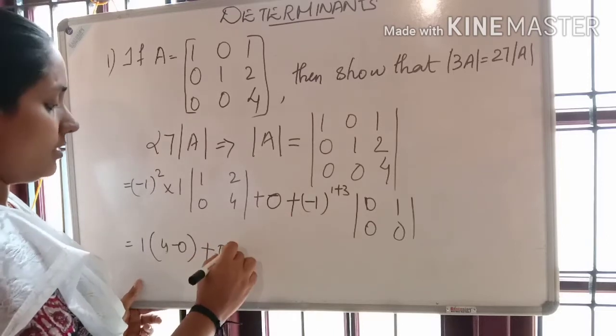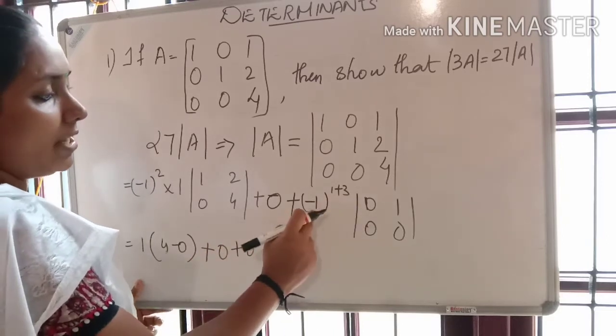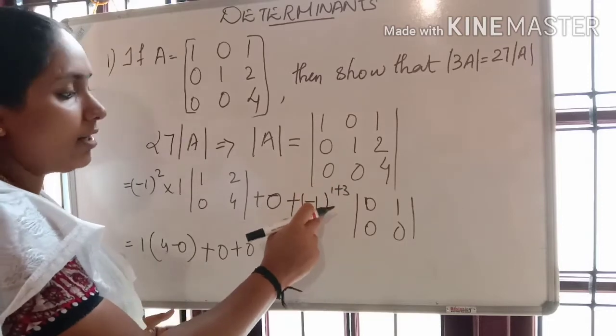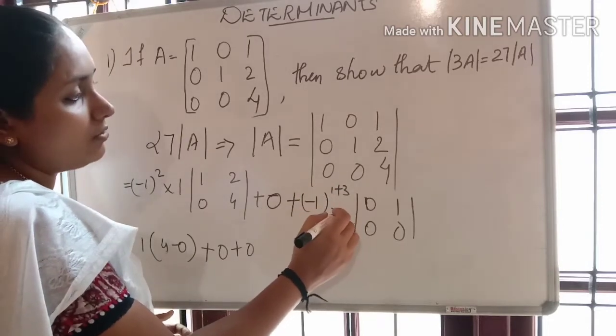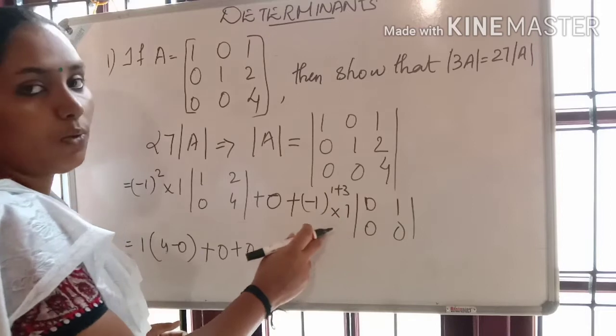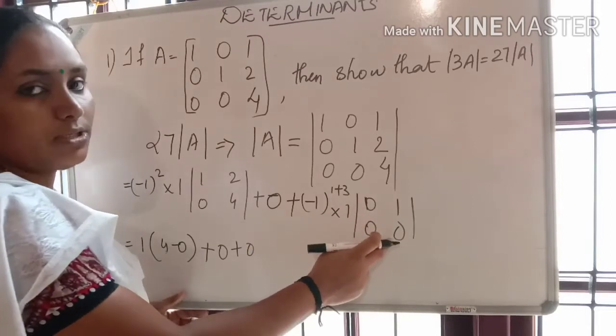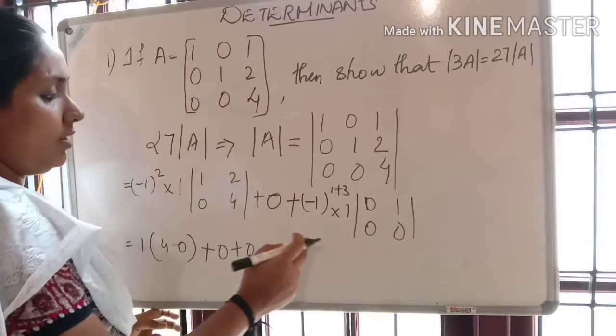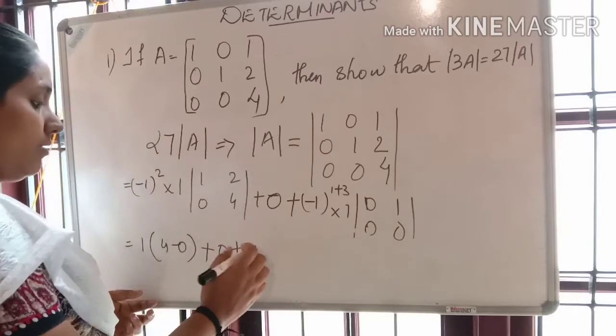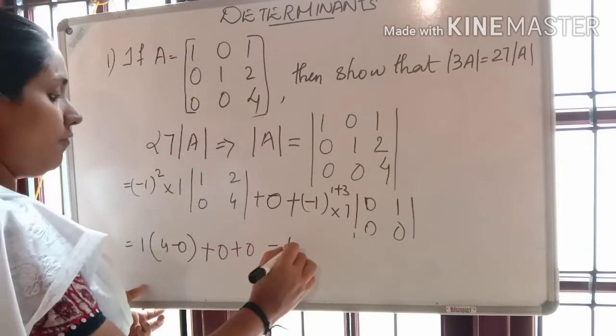Here we get the answer as 0 because minus 1 power 4 is 1 into 1. Here 1 into 1, 1. 0 into 0, 0 minus 0. So this will be 0 and this will be 0. We get the answer as 4.